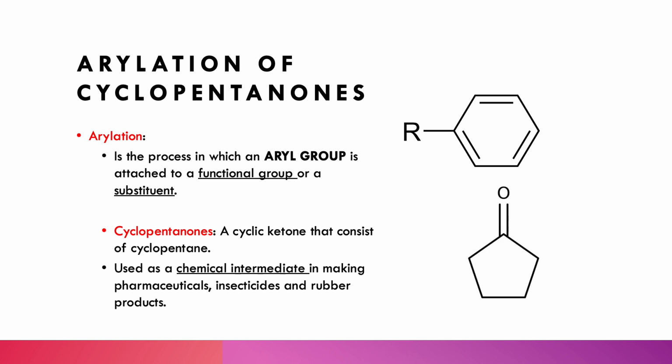In this slide, I'm going to explain what α-arylation of cyclopentanones is. α-Arylation is the process in which an aryl group is attached to a functional group or a substituent. A cyclopentanone is a cyclic ketone that consists of cyclopentane. It is used as a chemical intermediate and in making pharmaceuticals, insecticides, and rubber products.